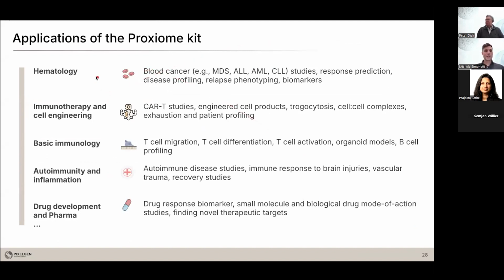So to conclude, here is a long list of applications. I just showed you 3 different examples, in hematology, immunotherapy and cell engineering with CAR T cells, but this can also be used in basic immunology, autoimmunity and inflammation, also drug development and pharma.